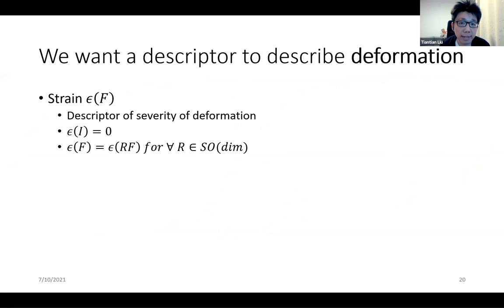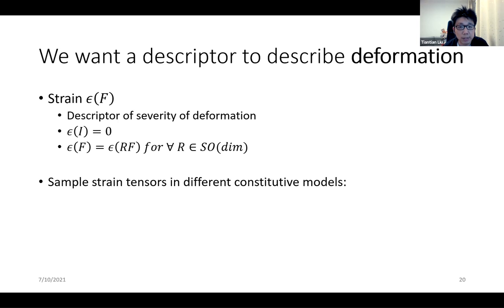The reason why we can't have such nicely formed energy densities using the deformation gradient itself is that the deformation gradient is not the best quantity to describe deformation. We know that it contains rotation as well. So we want a better descriptor of deformation, which we call strain. A strain is used to describe the deformation, but nothing else. It needs to be rigid body transformation invariant, and it should be zero in the rest pose.